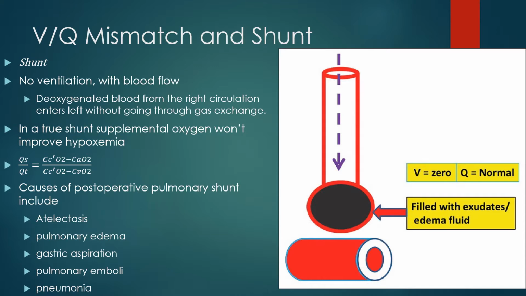This is shunt. Unlike a typical VQ mismatch, a true shunt will not respond to supplemental oxygen. Common causes of post-op pulmonary shunt include atelectasis, pulmonary edema, gastric aspiration, pulmonary emboli, and pneumonia. Of these, atelectasis is the most common cause of shunting in the post-op period. So to decrease atelectasis, we need to get the patient sitting up, using incentive spirometry, and positive airway pressure by face mask or mechanical ventilation if needed.